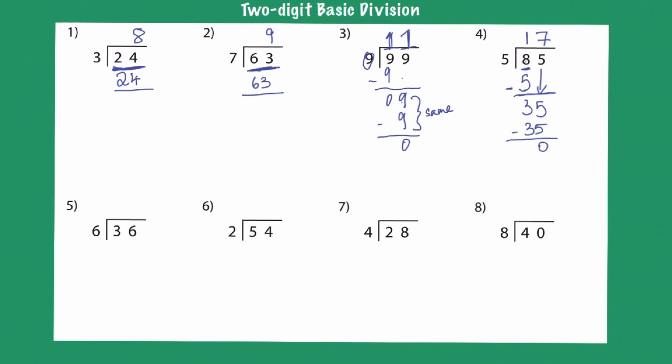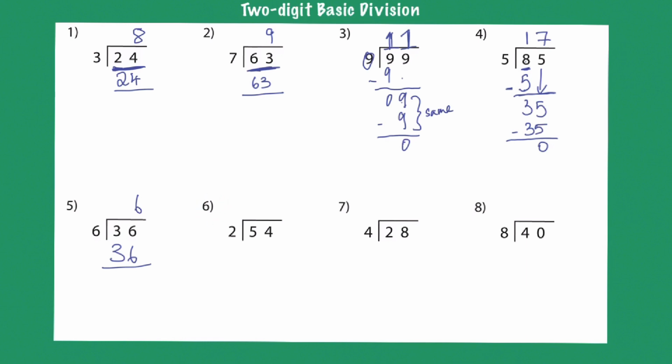All right. Now, let's try to do this one right here. 6 times what gives me a 3? A 0. So there's no answer. That's why I have to look at 36 as a whole if there's a 0 here. So 6 times what gives me 36? 6 times 6 gives me 36. It's as simple as that. Okay, now let's do number 5.